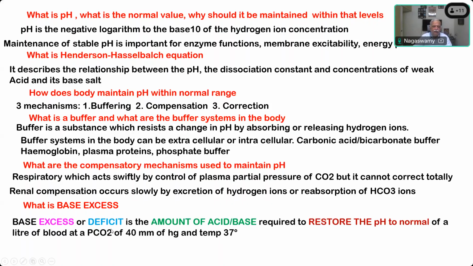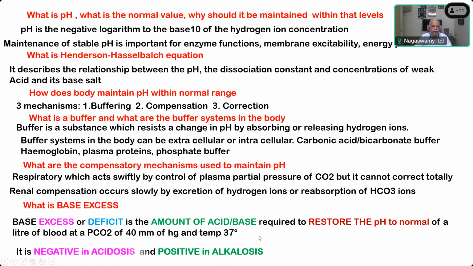Base excess or deficit is the amount of acid or base required to restore the pH to normal of a liter of blood at a PCO2 of 40 millimeters mercury and temperature of 37. This is the definition of base excess, or some books say base deficit. This is the amount of acid or base. If it is alkalosis, you require acid. If it is acidosis, you require bicarb.